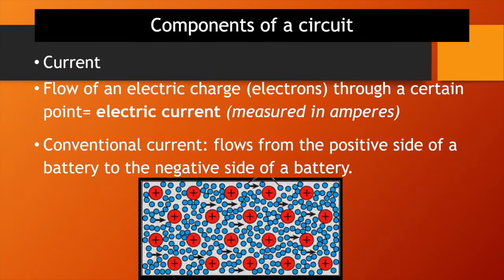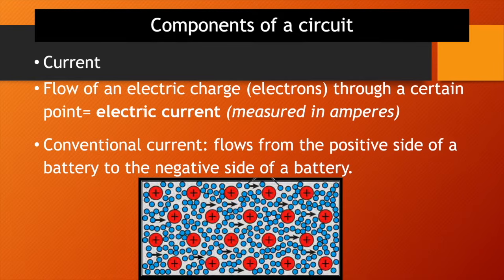So if we have a look at what current is, current can be referred to as the flow of an electric charge, which is the electrons, through a certain point within a circuit. Electric current can be measured in amperes. Now, when we speak about current in electric circuits, we refer to it as conventional current. Conventional current flows from the positive side of the battery to the negative side of the battery.